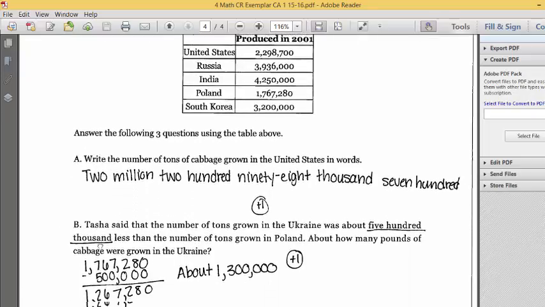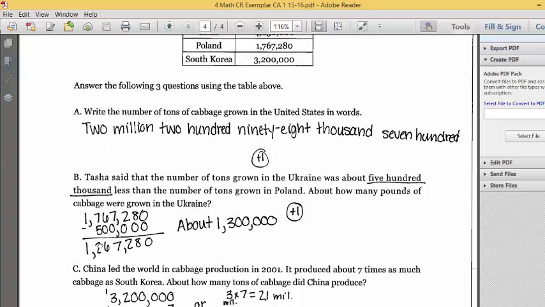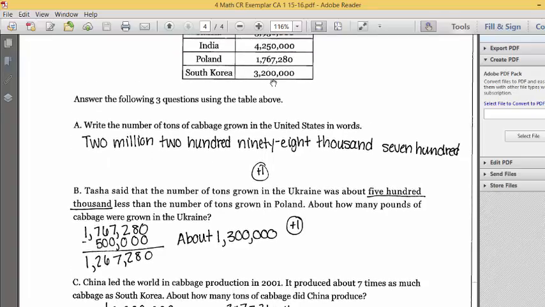They scroll down to part B. This is asking scholars to take a look at the number of tons grown in Poland and then to subtract 500,000 from that. You'll notice in the problem I underlined the important piece, which is that it's 500,000 less. And so there's a couple ways scholars might do this. Since it says about how many pounds, they may round before they subtract. But they also may subtract and then round their answer. Both of these answers should be counted correctly.